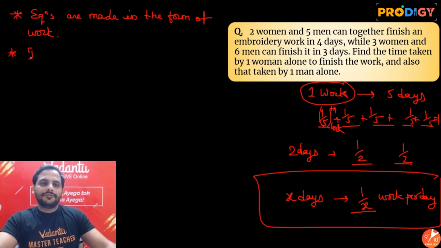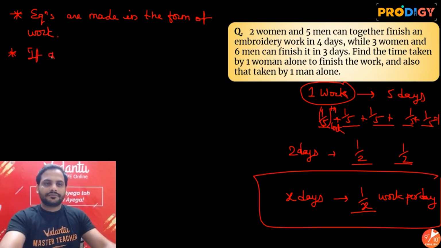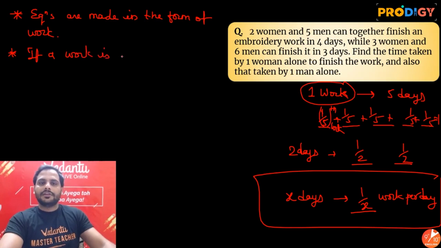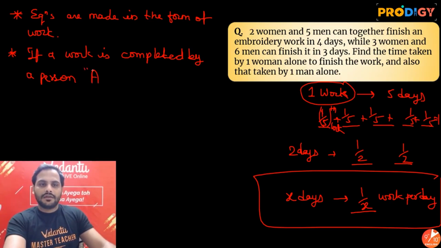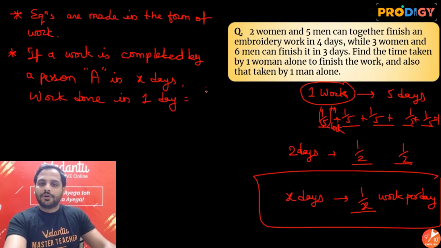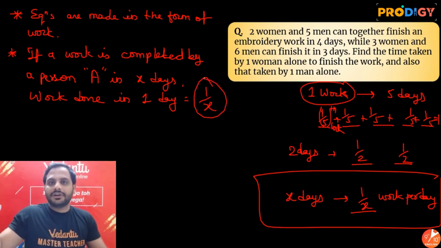That is, if a work is completed by, suppose, a person A in, let's say, X days. So work done in 1 day, how much work will be done by A in 1 day? So work done in 1 day will be equal to 1 by X. This is the work, 1 by X.